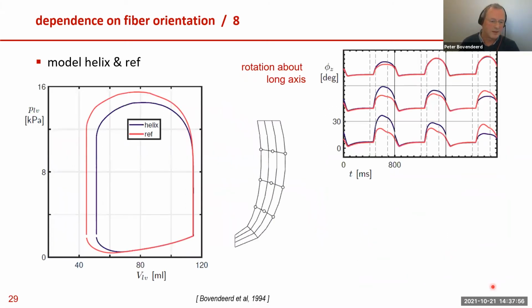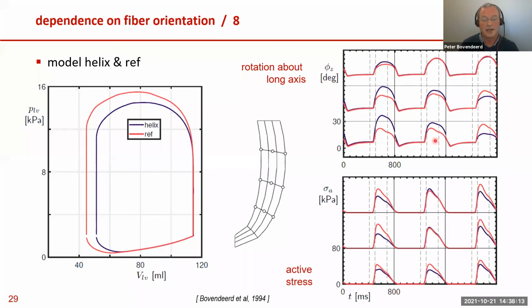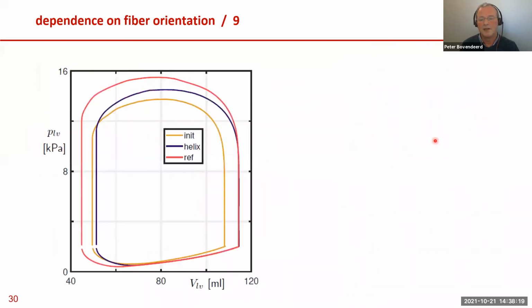If we now look at the results of this model, first we see that pump function is increased quite considerably, and we also see that the rotation about the long axis, especially the transmural gradients, are much reduced. And active stress is modified a little bit. So to summarize, we saw 3 models, identical except for the distribution of the myofiber orientation. We see quite a strong shift in performance of these models.